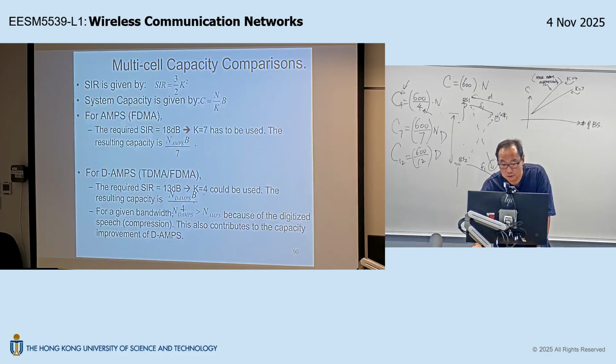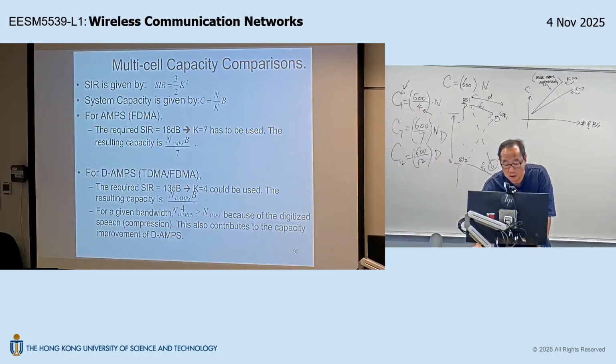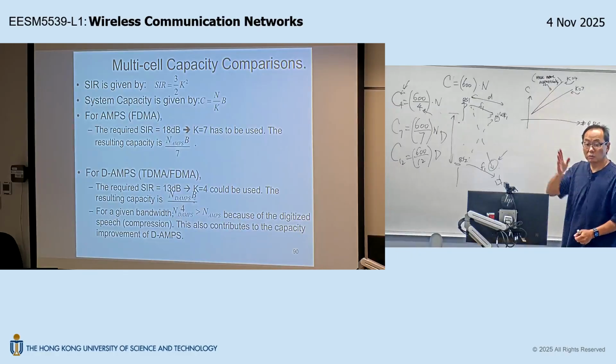This translates to a reuse factor of 4. So for a 2G system, they can afford to have this reuse pattern and put the co-channel cells closer to each other. The overall benefit is that the capacity will scale faster because the slope is higher. So that's one factor that digital AMPS gives you more capacity.